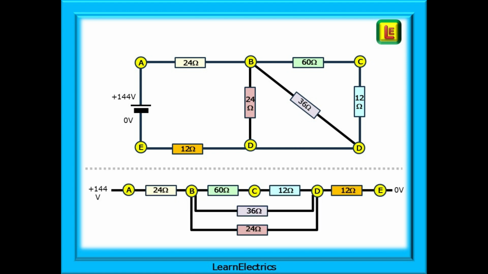Now, this is the secret to solving networks. Break the circuit at the battery terminals. Leave the 144 volt positive side where it is and roll out the 0 volts or negative side into a straight line. Do this by drawing each of the 5 nodes A to E in a straight line and then copying the position of each resistor between the nodes from the top drawing onto the bottom drawing. You should end up with the bottom drawing looking like mine.